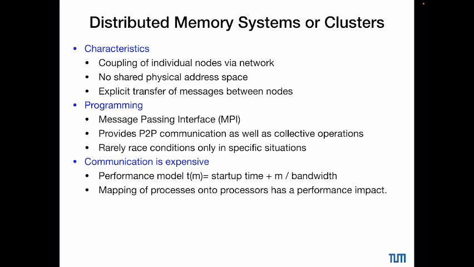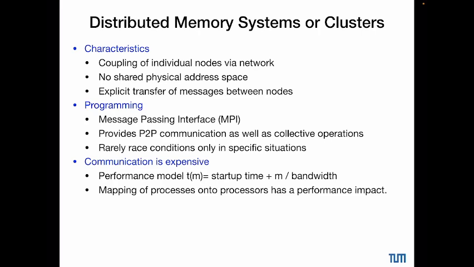Distributed memory means we have individual nodes, processor plus memory, and we couple them together with a network, Ethernet, InfiniBand, whatever you can think of, and we let them compute together, and they exchange information by sending messages through the network. Now that's the difference.